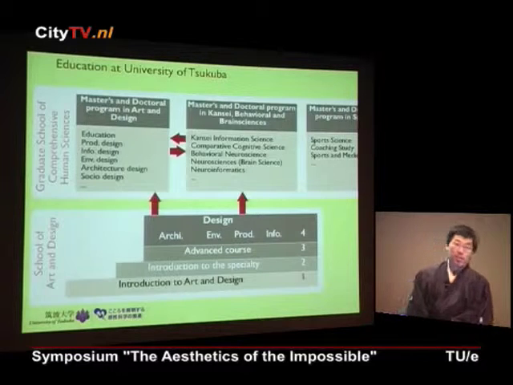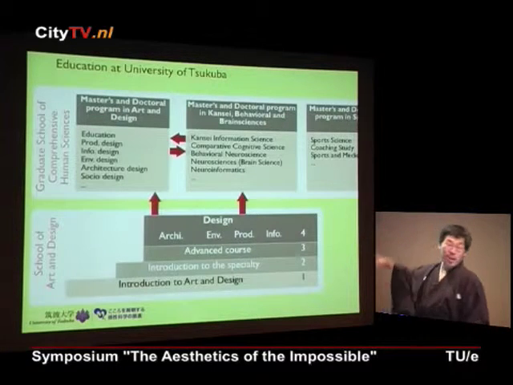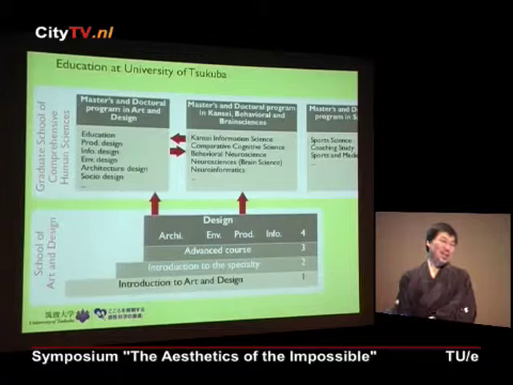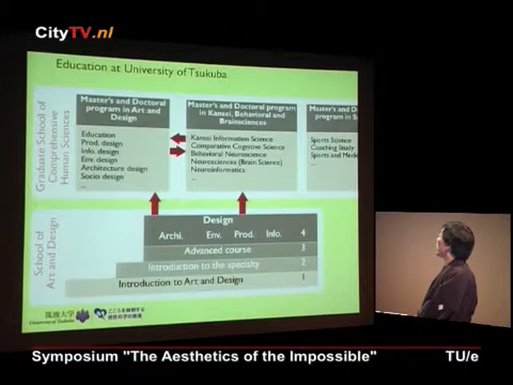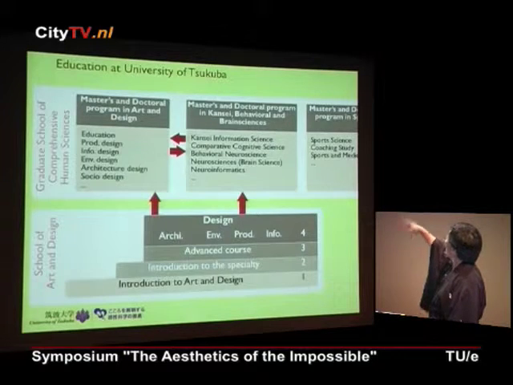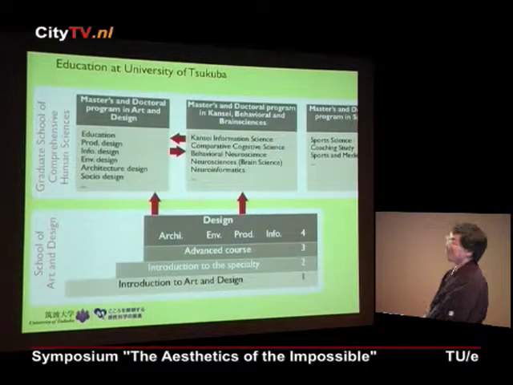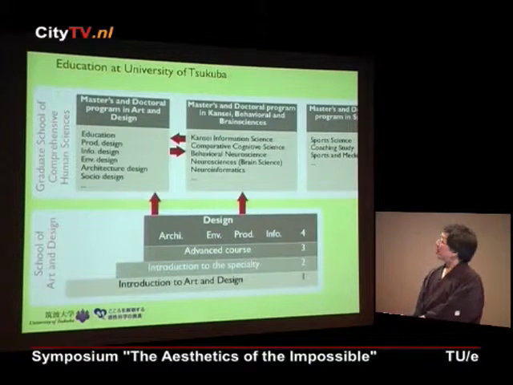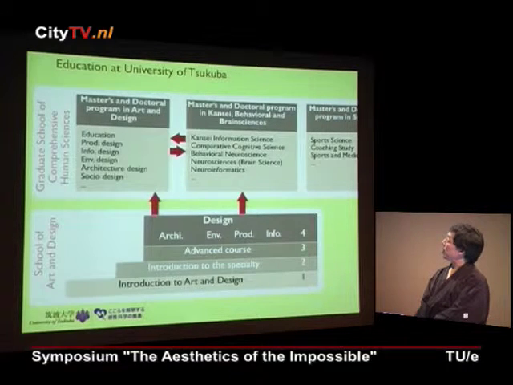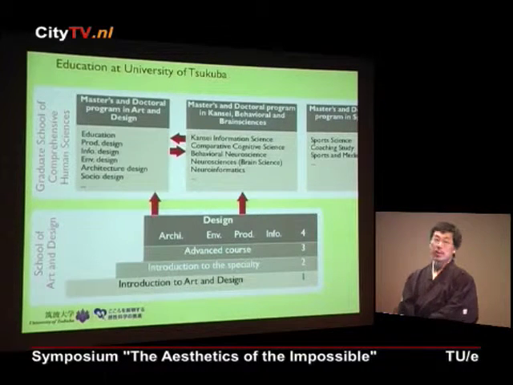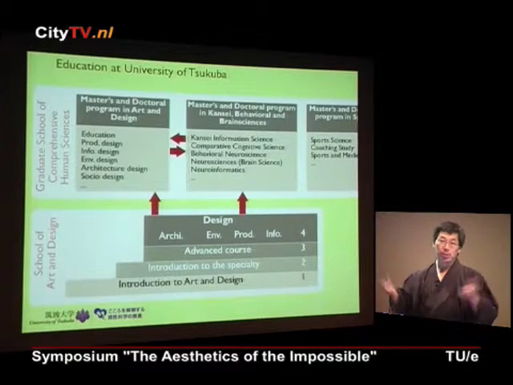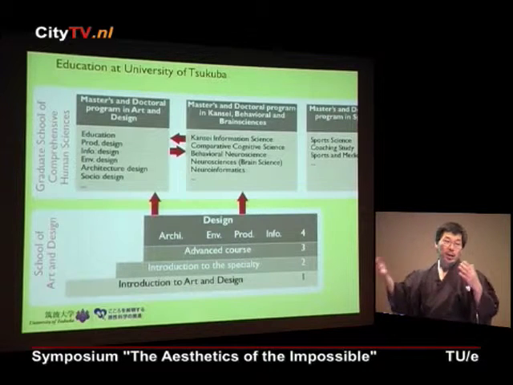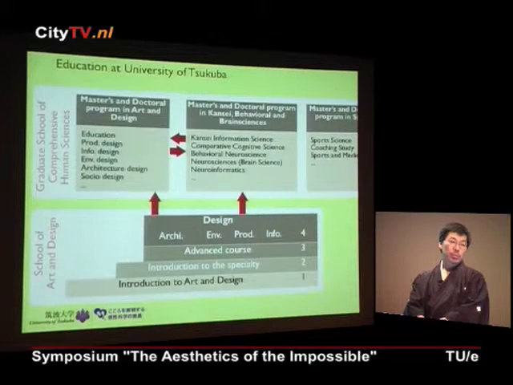Most of them are very scientific and human scientific research. Besides that, there is a small part of sports science and coaching study. All together, we named it the Graduate School of Comprehensive Human Sciences. That means they are related to all human activity in one single graduate school, and we are working in connection between those schools.